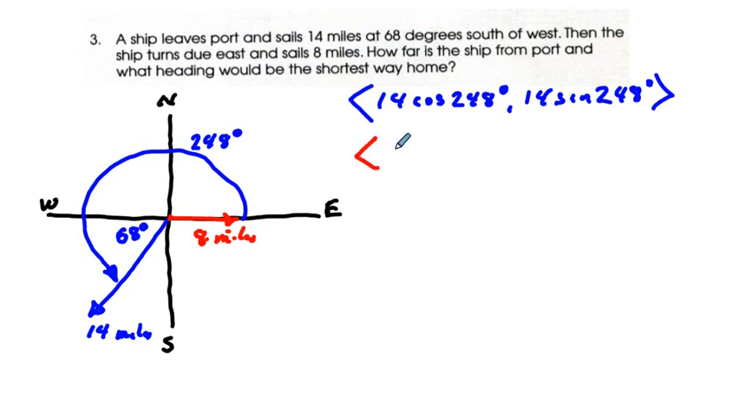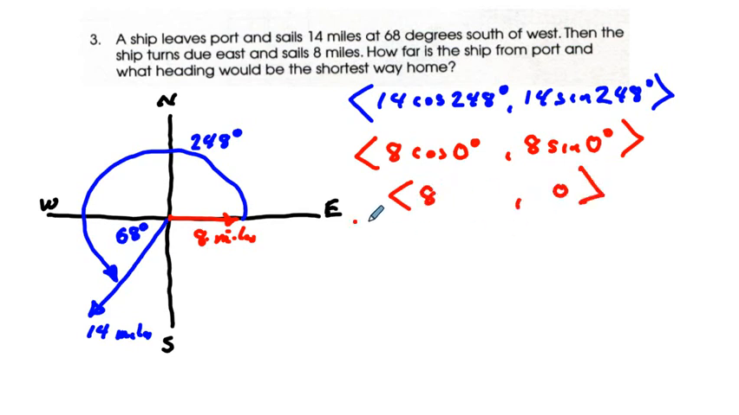And then for this other one, we have 8. And what angle are we looking at? 0 degrees. So we have 8 cosine 0 degrees, which is actually 1, and then we have 8 sine 0 degrees, which is 0. So this one here is the same as 8 comma 0. I'm just putting that there because it'll make our calculation easier.